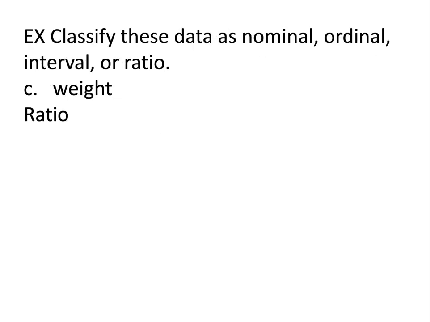How about weight? Weight would be a ratio because if someone weighs 100 and another person weighs 50, notice a person who weighs 100 is twice the weight of the person who weighs 50. We can't do the same thing with temperature. You can't say, oh, because it's 64 degrees outside, it's twice as warm as it was yesterday when it was 32. Yeah, that doesn't make any sense.